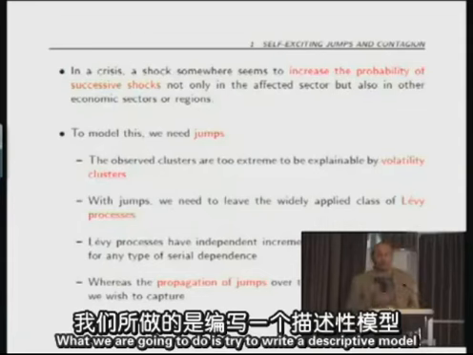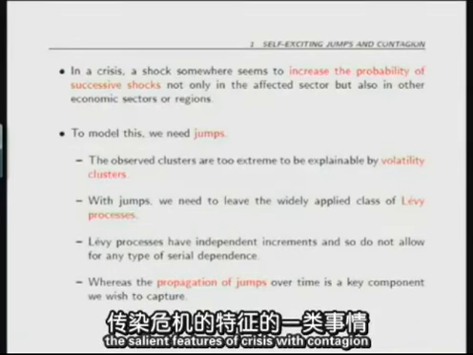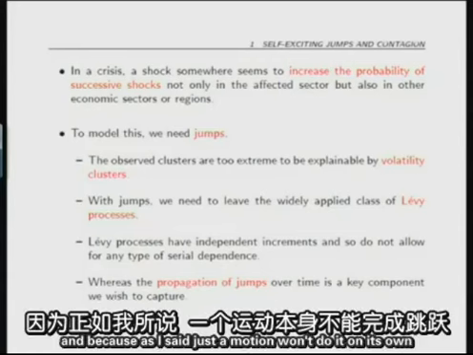What we're going to do is try to write, as I said, a descriptive model that generates the kind of things that seem to us to be the salient features of crisis with contagion. Now, clearly, we're going to need jumps for this, because, as I said, just a Brownian motion just won't do it on its own.